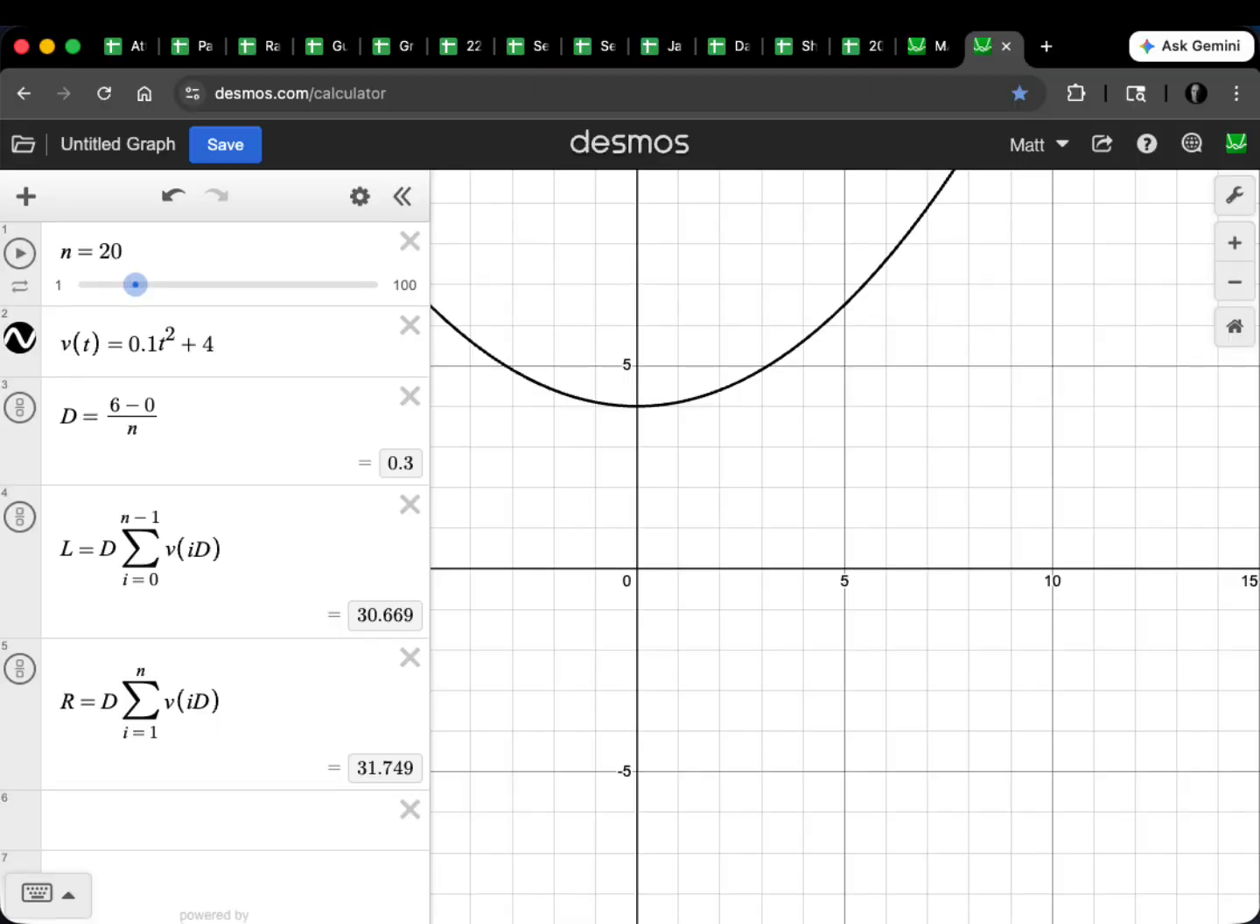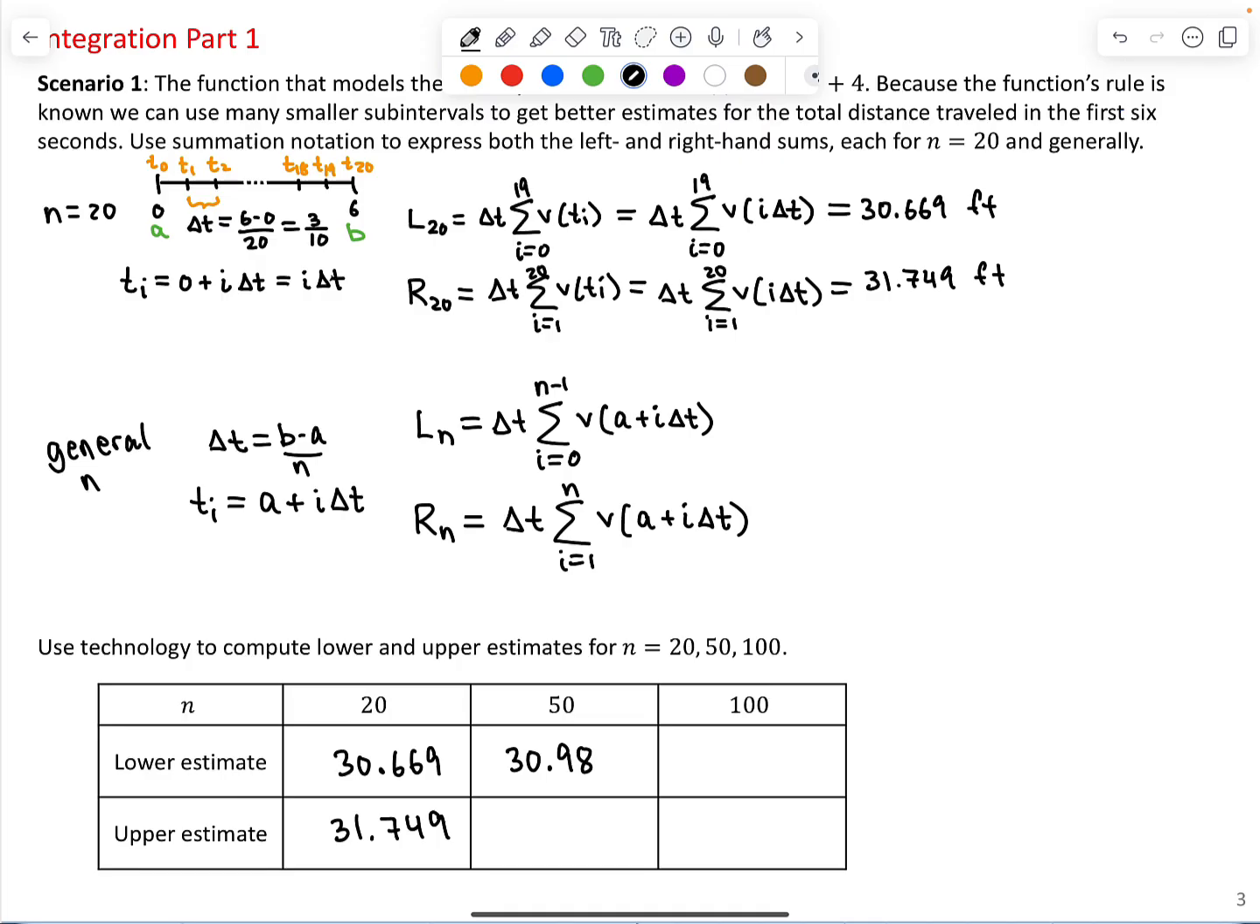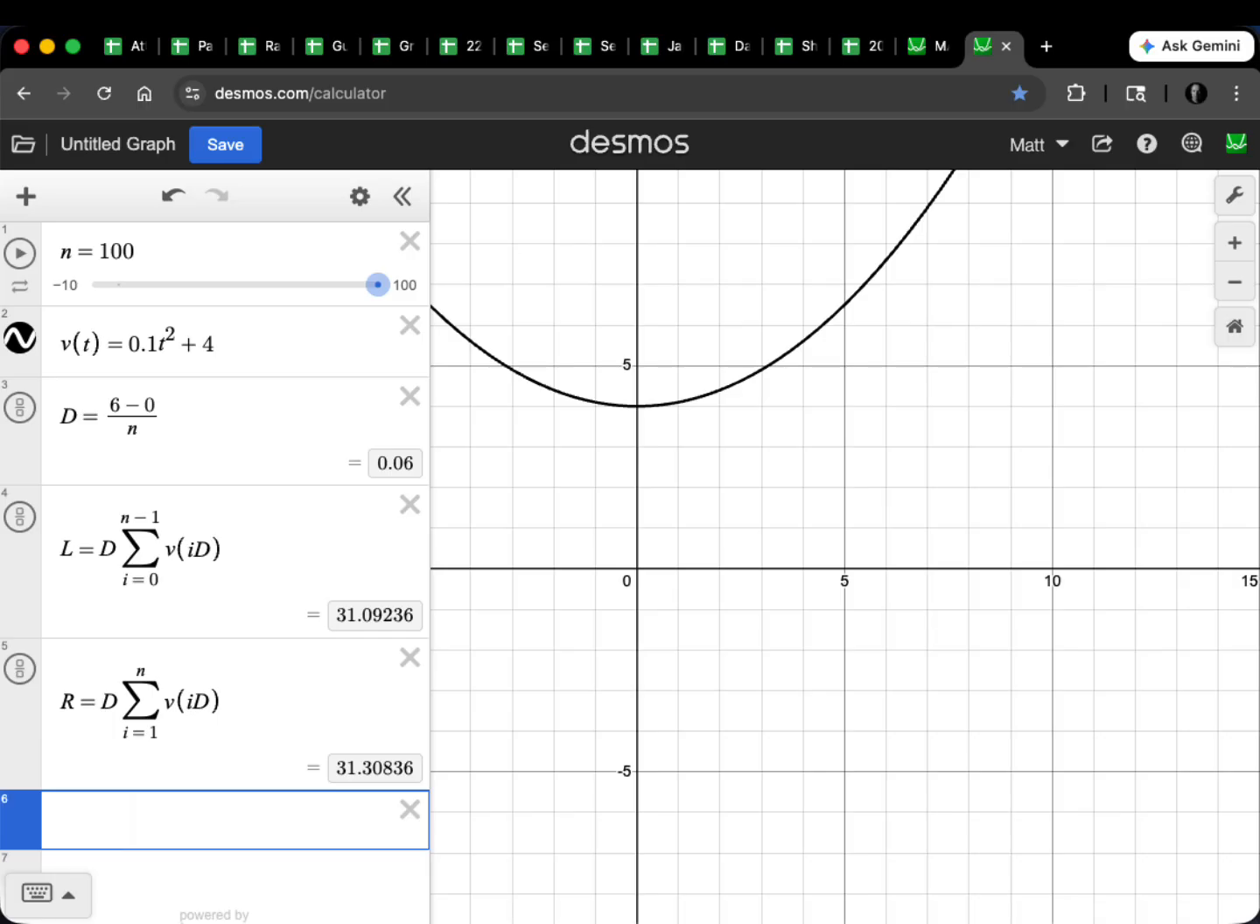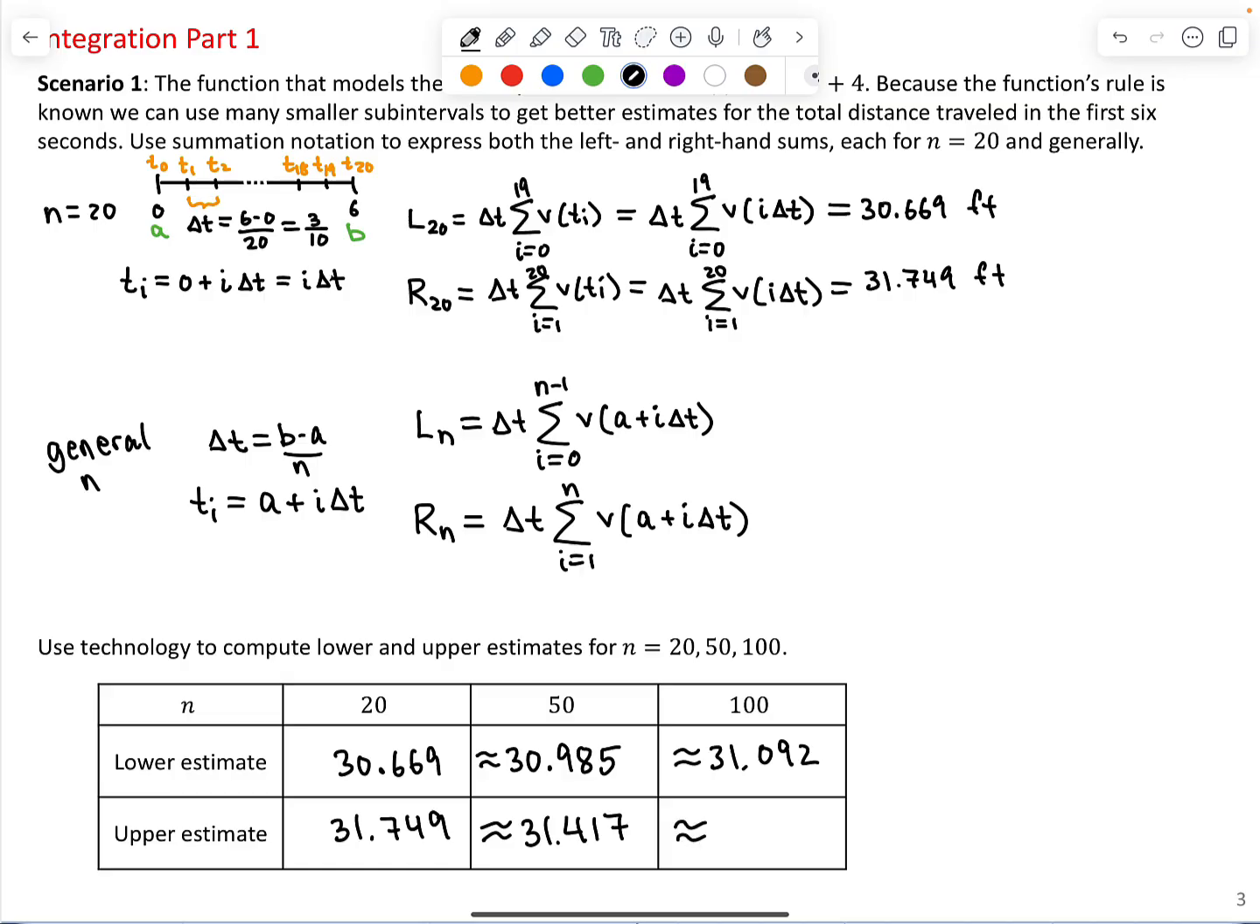Now I can simply change n to 50 and get my left and right sums, 30.985. I'll just round all of these to 3 decimals. And we have the upper estimate of 31.417. Change n to 100, and we get a lower estimate of about 31.092 and an upper estimate of about 31.308.